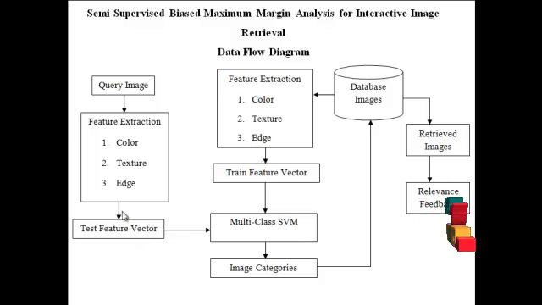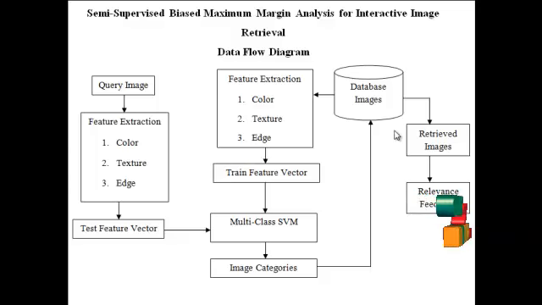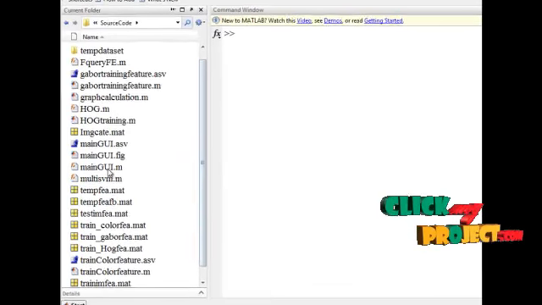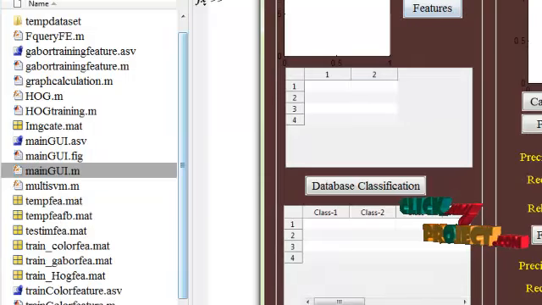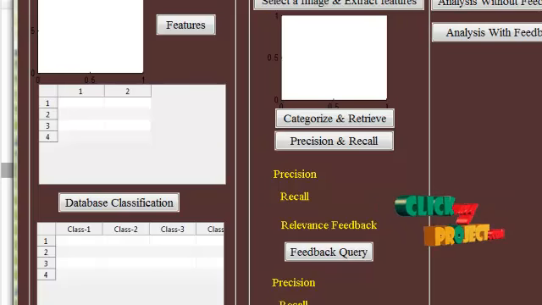The test image category will be predicted by this multi-class SVM and then subjected to the database images for retrieval. There also the retrieval of images and the relevance feedback mechanism will be tested. Now let's see the execution of the program. Regarding the execution, you have to click main guy.m and press run file. This is the GUI designed to view the results of the algorithm.